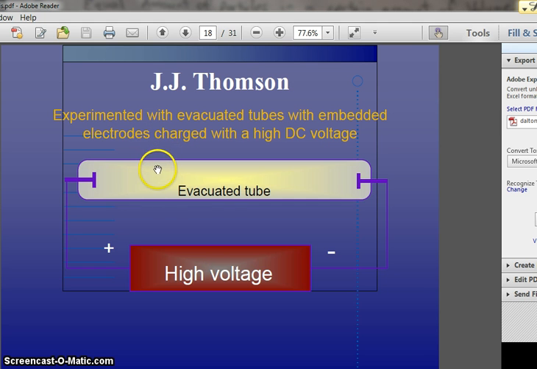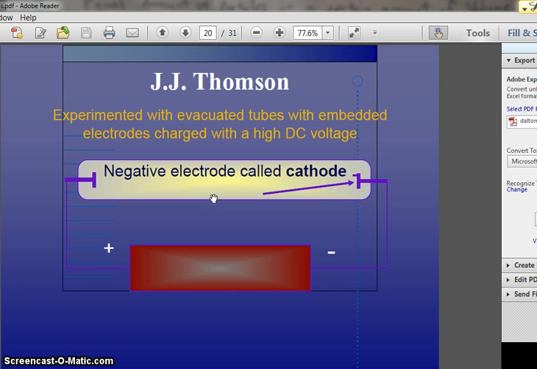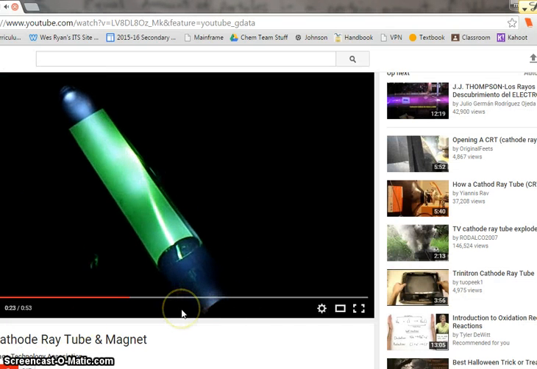Basically, a Crookes tube is an experiment with evacuated tubes with embedded electrodes charged with a high DC voltage. You got this tube. Positive electrode is called the anode. The negative is called the cathode. And here's what it looks like. Okay, so here's the Crookes tube.